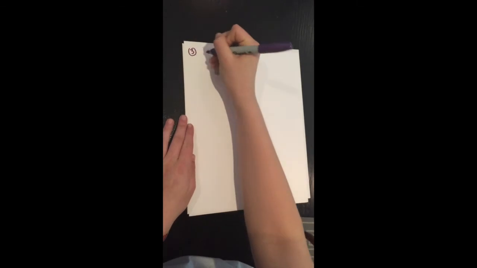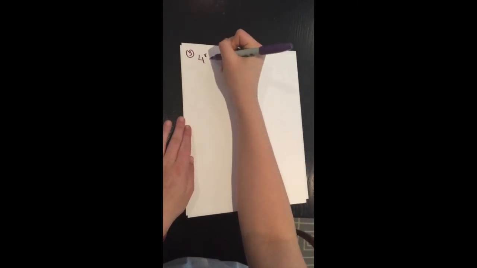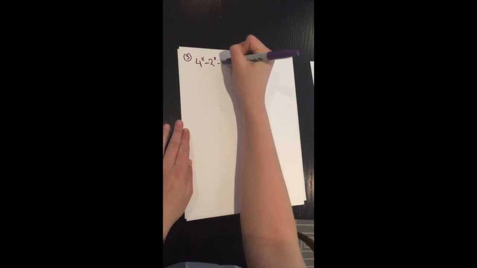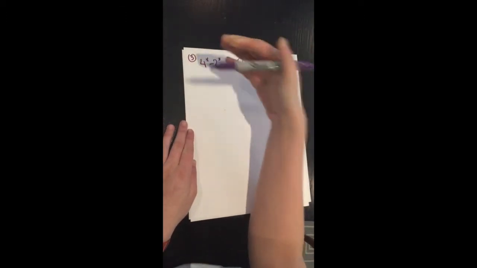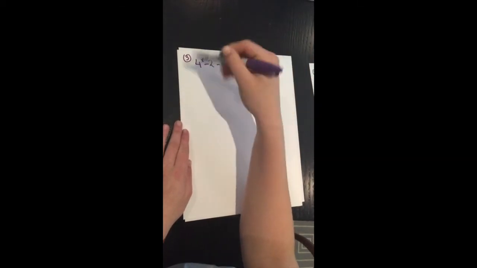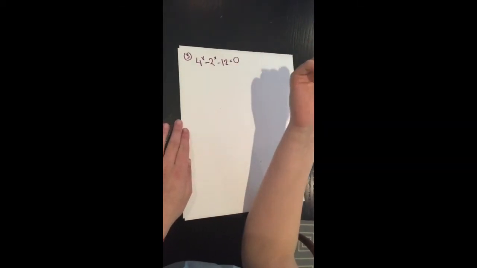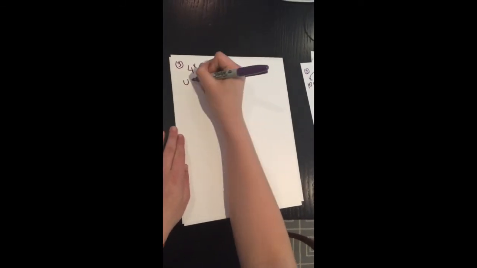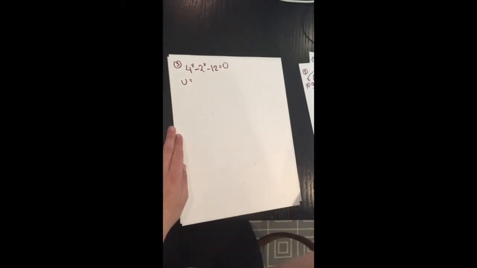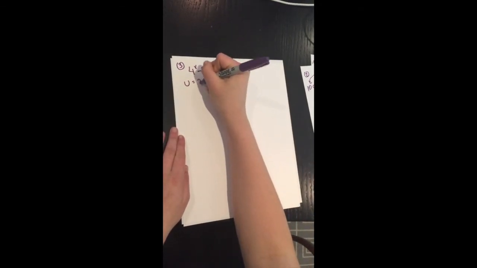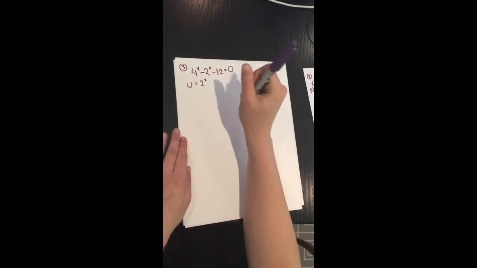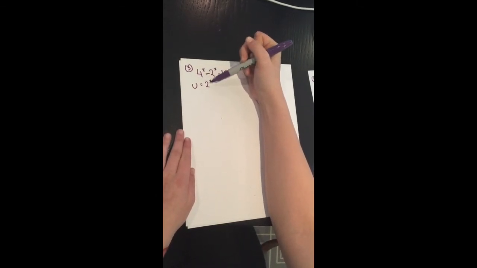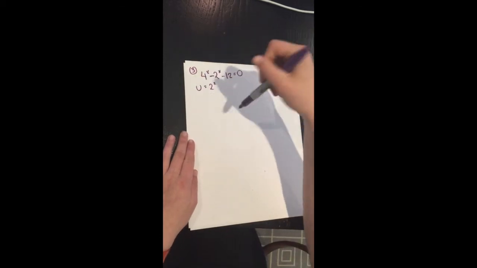Here's problem number 3. 4 to the x minus 2 to the x minus 12 equals 0. So there's nothing that we can do with these exponents. We can't subtract them when they're like that. So what we're going to do is something called u substitution, where you set the variable u equal to any term that you choose. So in this problem, we're going to set it to 2 to the x, because what ends up happening is, since 4 is 2 squared, 4 to the x would be like 2 squared to the x.